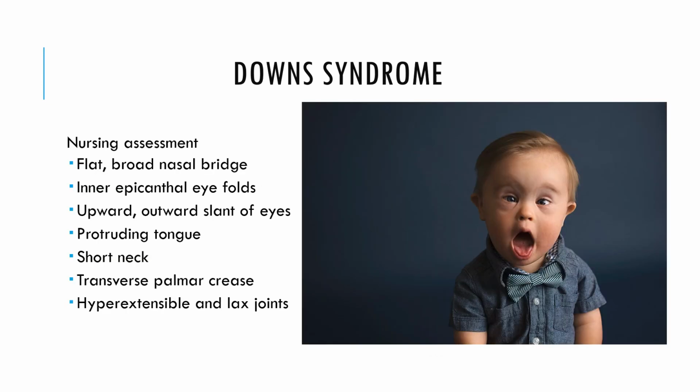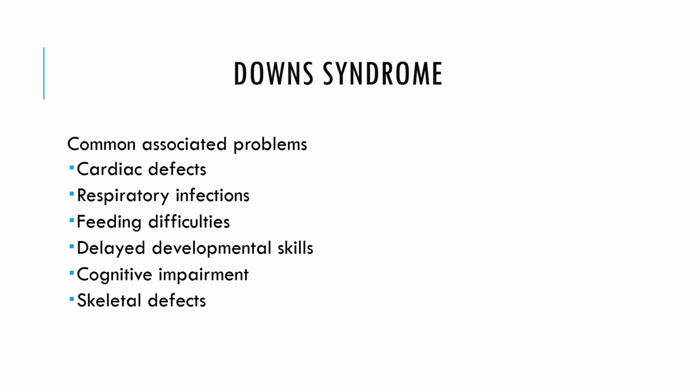Here are the nursing assessments that you will see in Down syndrome: a flat broad nasal bridge, upward outward slant of the eyes, protruding tongue, short neck, a transverse palmar crease, and hyperextensible, lax joints. Here are some common associated problems with Down syndrome.